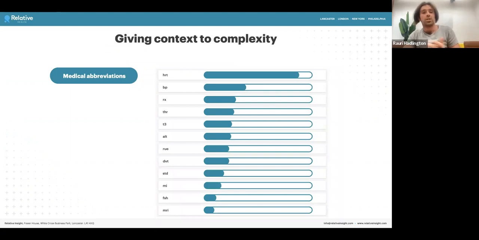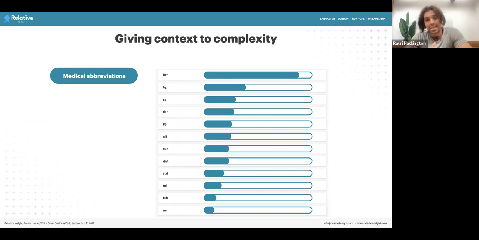Another thing that's commonly been a challenge for the health industry is abbreviations and the use of abbreviations in health language. And again, through looking at the English language through a healthcare lens, we're able to recognize these abbreviations and put them into context. So understanding that HRT relates to hormone replacement therapies, understanding that BP is blood pressure and not British Petroleum, for example.